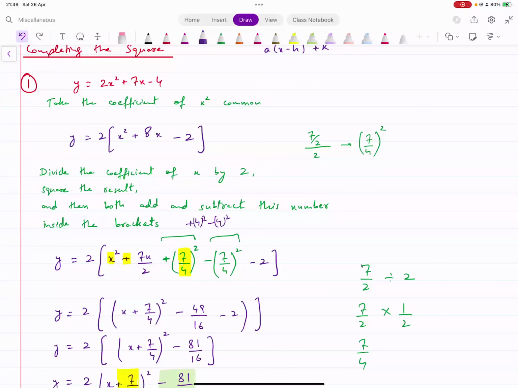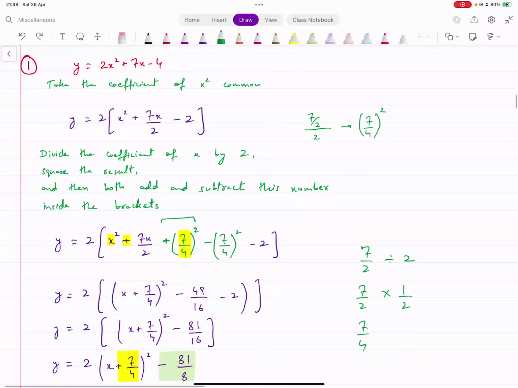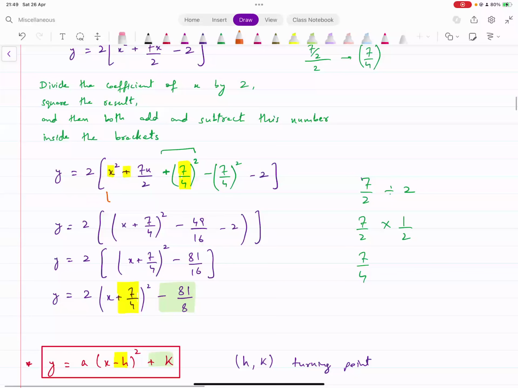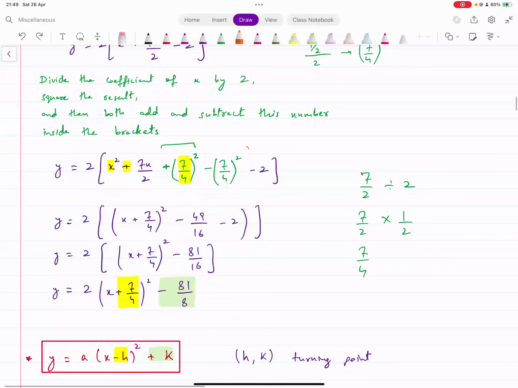So if you have 7 over 2, you divide that by 2, square that, and you add that number here and also subtract that number inside the bracket. And now these first 3 terms give you a perfect square. From the first term, you take just x. From the second term, you take the sign. And from the third term, you take this number that is inside. And that gives you this perfect square, x plus 7 over 4 whole squared. And then outside, you've got this left. You simplify this. And then at the end, you multiply this number 2 inside the bracket.